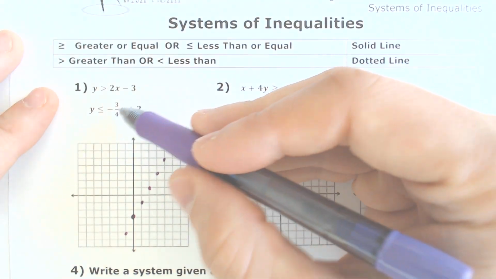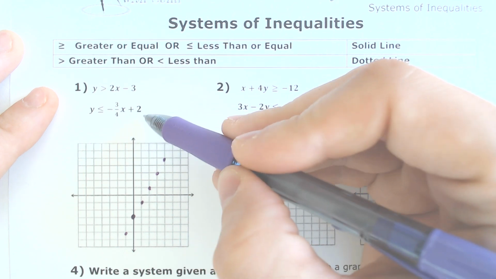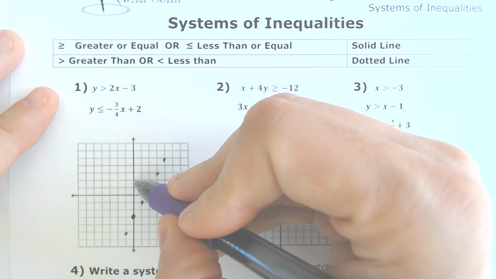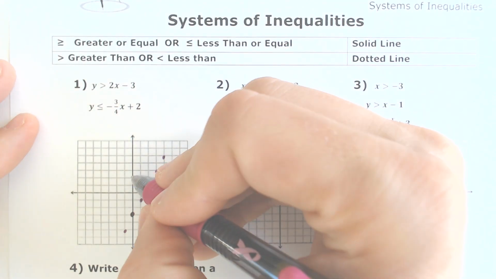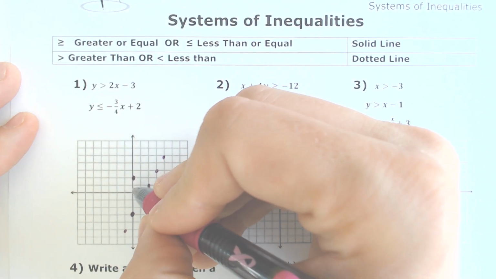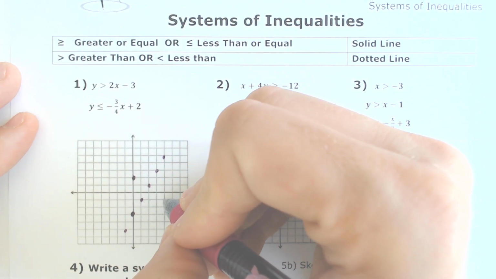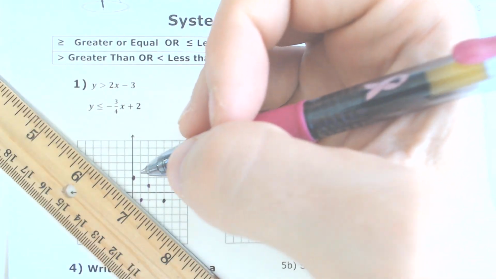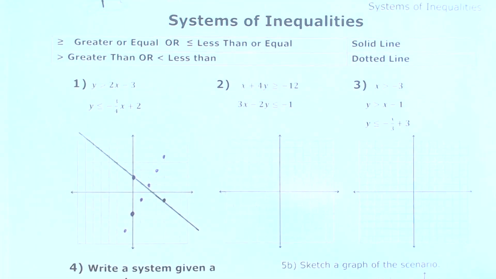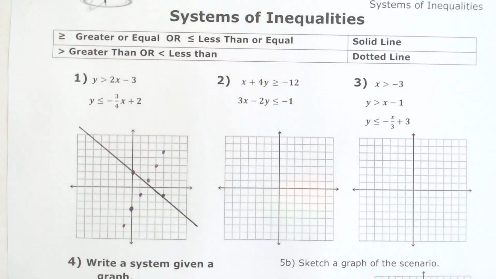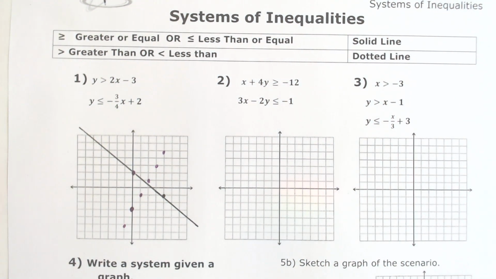The next one we have is negative 3 over 4x plus 2. So it has a y-intercept of 2. And then we're going down by 3 and over by 4. Down by 3: 1, 2, 3, over by 1, 2, 3, 4. And this one, because it has the equal to symbol, will get a solid line. And because we have a system of inequalities here, we have to shade appropriately.